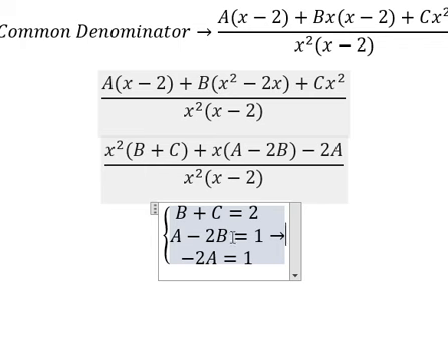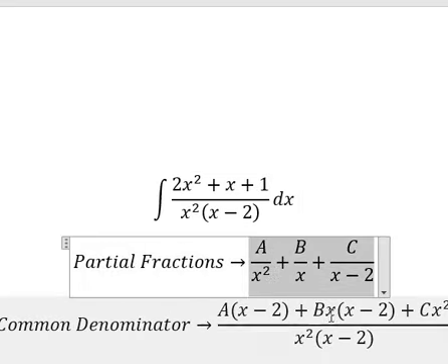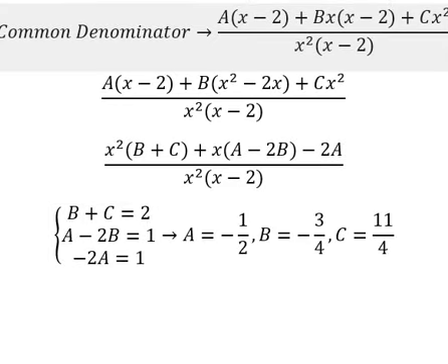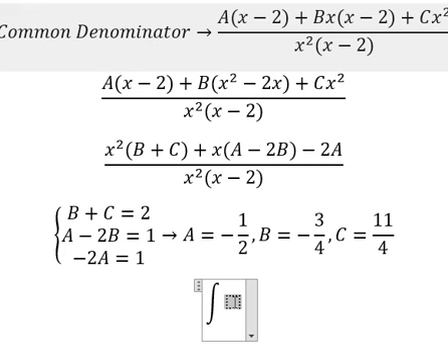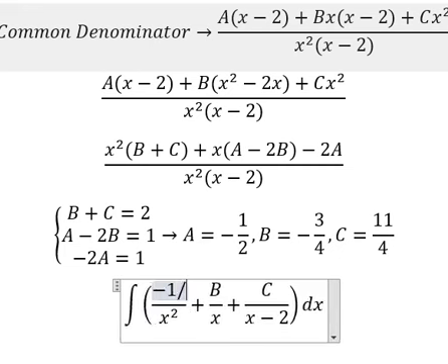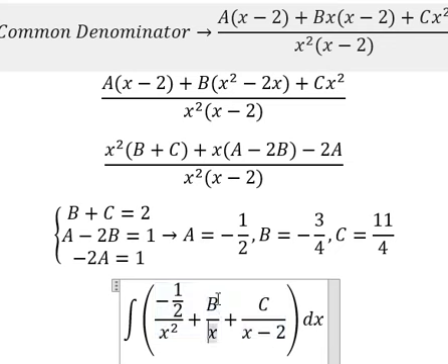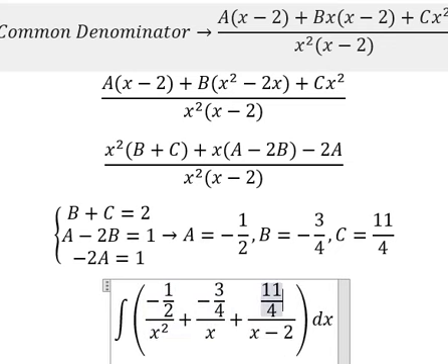So now we can find the solutions of A, B, C. So this is the answer of this one. Now we put A, B, C in here. So A is negative 1 over 2. B is negative 3 over 4. C is 11 over 4. And now we have the final answer.